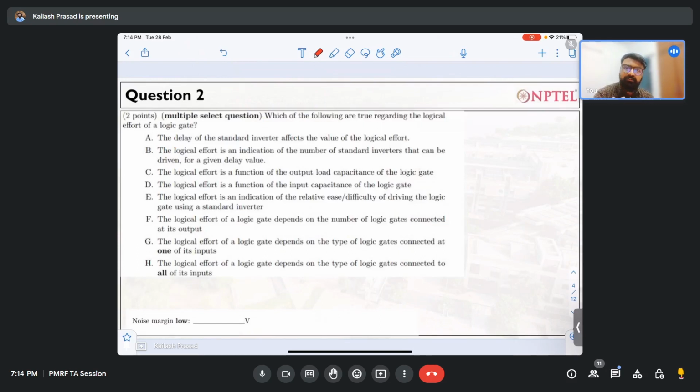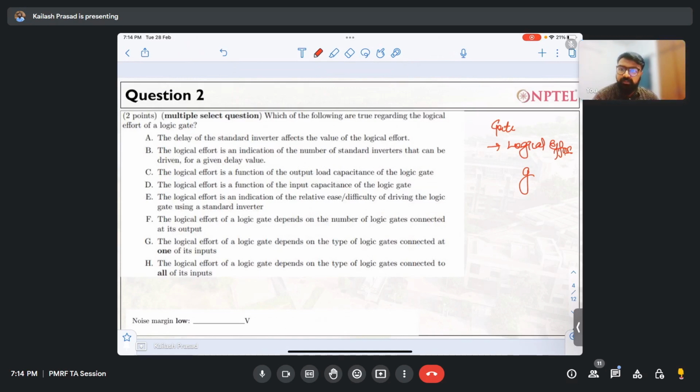In this question, the question is very simple: which of the following are true regarding the effort of a logical gate? If you have a gate and you are finding the logical effort, which is denoted by G, the logical effort depends on what factors? You have from A to H, a total of 8 points. You have to answer which of these points will correlate with the logical effort.